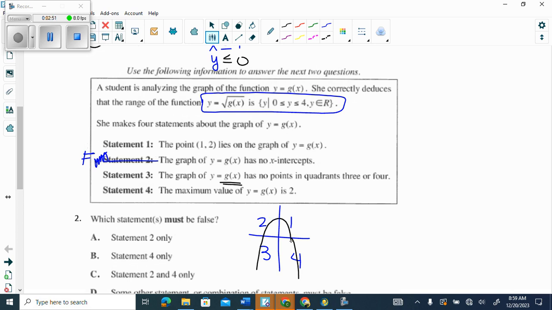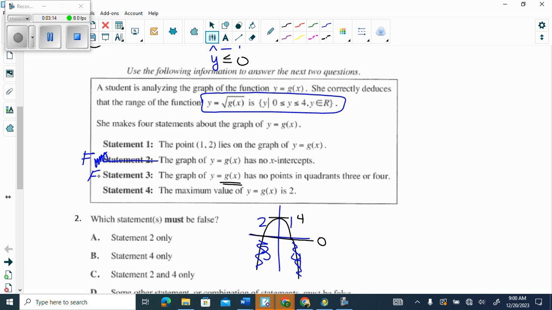It could be like this, let's say. This would be 4. This would be 0. Does that mean that there was none of this before? Do we even have remnants of that when we have the range of the root function? No. So could there have been points down here? There absolutely could have. So the graph has no points. That's false.